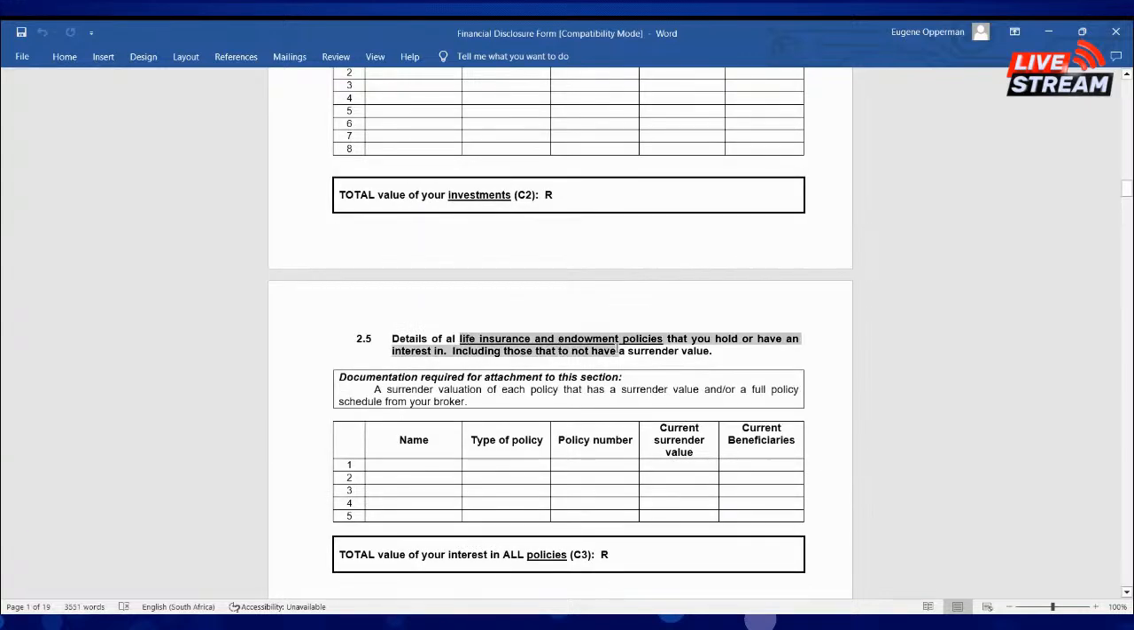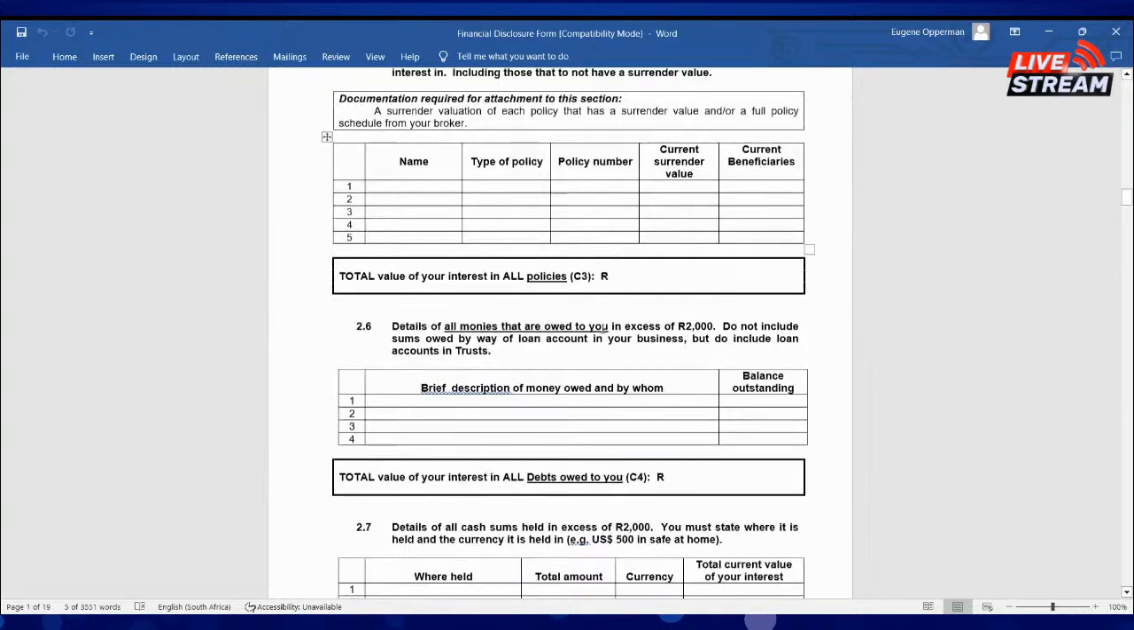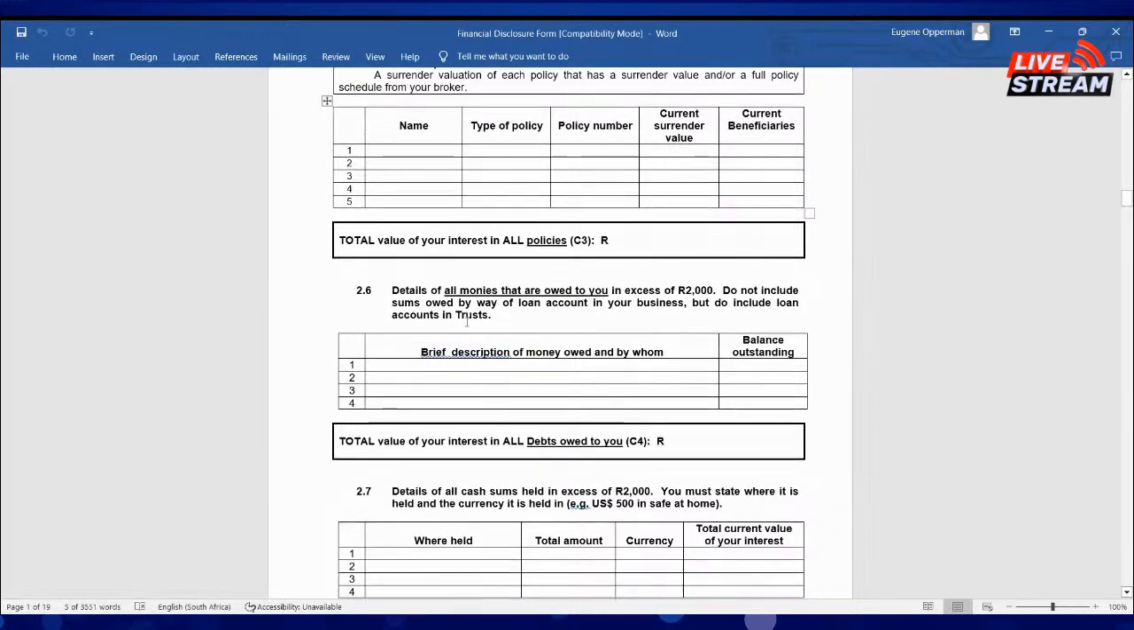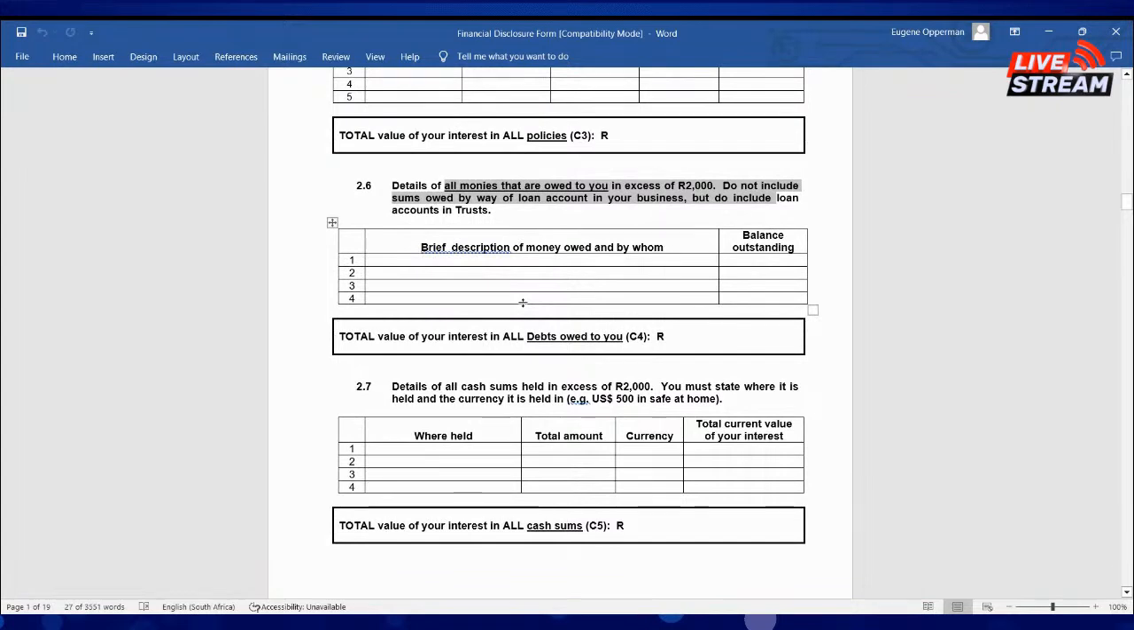So as well for life insurance or for endowment policies, because most of these policies would have a cash value that could be used for maintenance. All money that is owed to you in excess of 2,000 Rand. If you loan out to family and friends and they need to pay you back, obviously you could get an attachment order on those debts as well in case there is enforcement of the maintenance order.